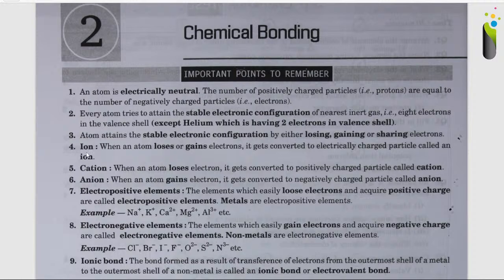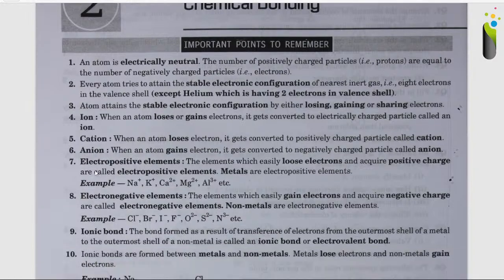Now let us understand what is meant by an ion. When an atom loses or gains electrons, it gets converted into an electrically charged particle, which is called an ion. What's a cation? When an atom loses electrons, it gets converted to a positively charged particle called a cation. When an atom gains electrons, it gets converted to a negatively charged particle called an anion.